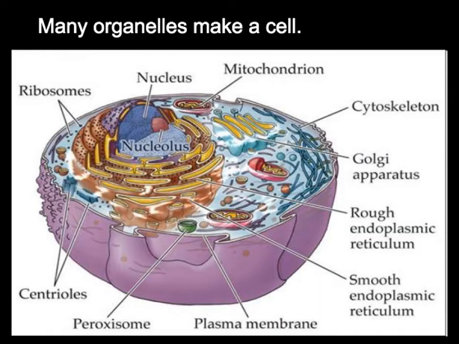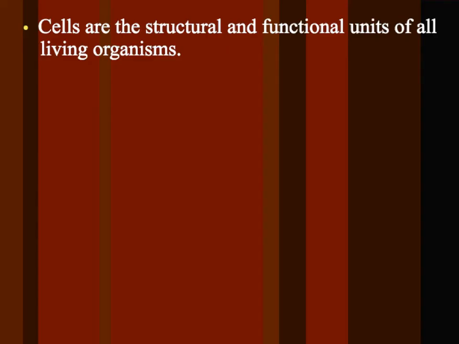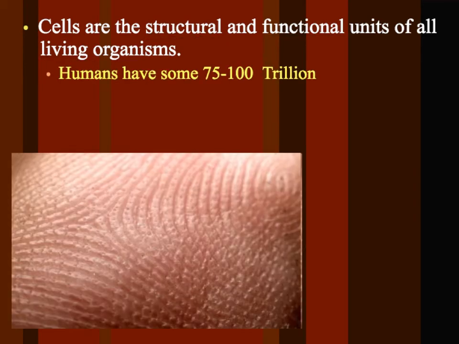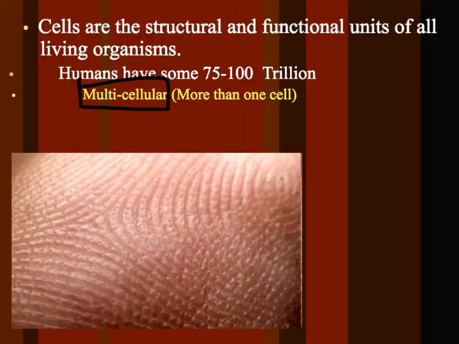The organelles are going to be inside of those cells, and you see some of them here in this nice picture: your nucleus, your mitochondria, Golgi apparatus, and such. These cells, a nice definition of cells, is that they are the structural and functional units of all living organisms. We have between 75 and 100 trillion of them, so therefore we are considered to be multicellular.